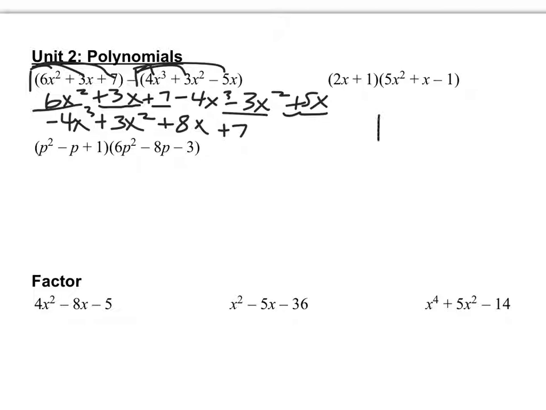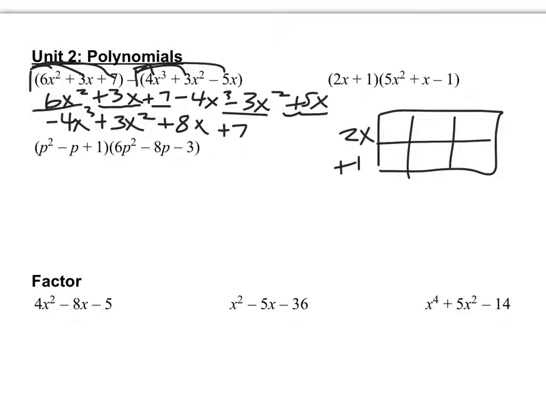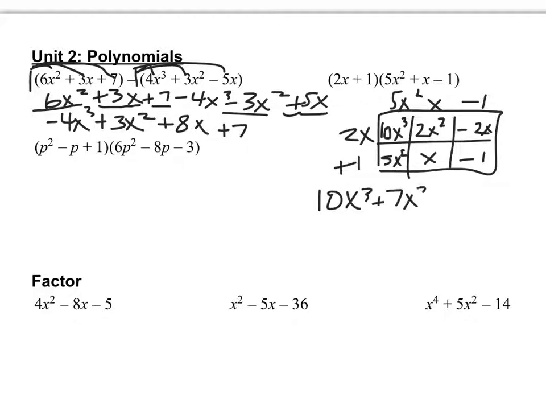When we're multiplying, that's when everything starts on the outside of my box. So I have 2x plus 1, 5x squared plus x minus 1. So that gives me 10x cubed, 2x squared, negative 2x, 5x squared, x, and negative 1. So 10x cubed plus 7x squared minus x minus 1.